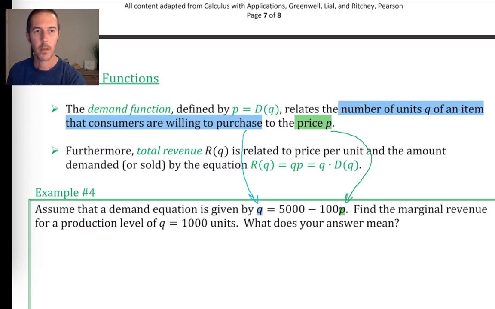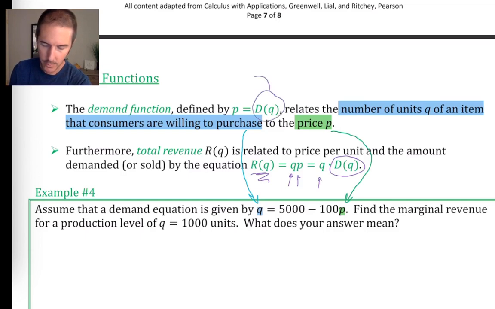So revenue is equal to number of items times price per item. Now the number of items is the number of items, but the price per item is being determined by our demand function. The demand function returns a price that the consumer is willing to pay.